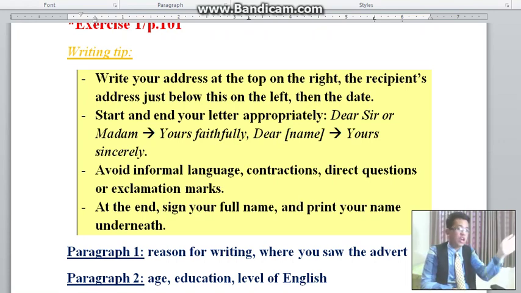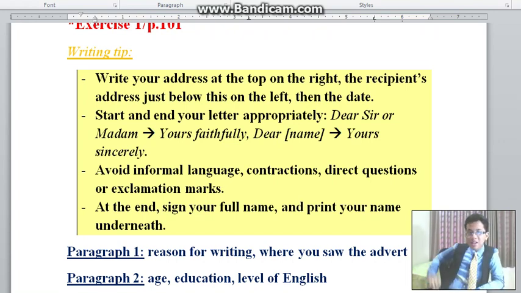bye. At the end, sign your full name and print your name underneath. So sign your full name. Like Adriana, she wrote her full name. That is Adriana Dvoska. So sign your full name, print your name underneath. So that is the rule.